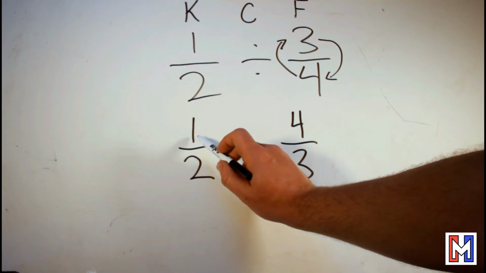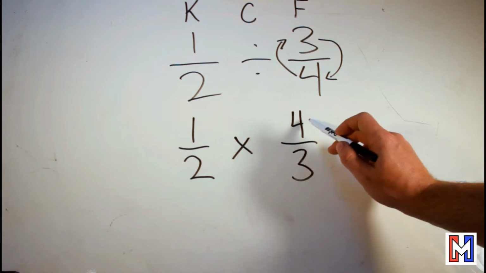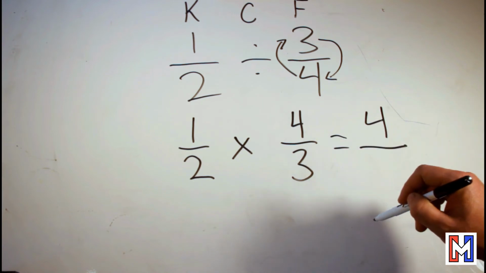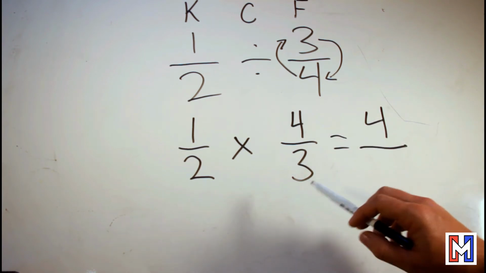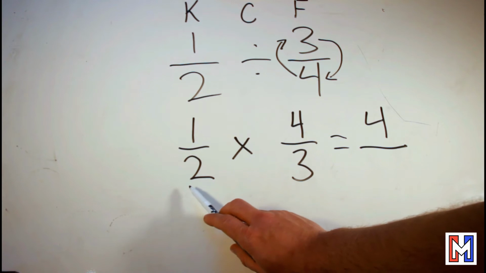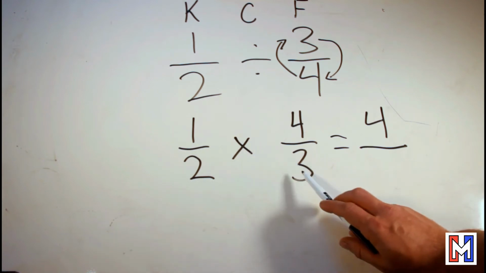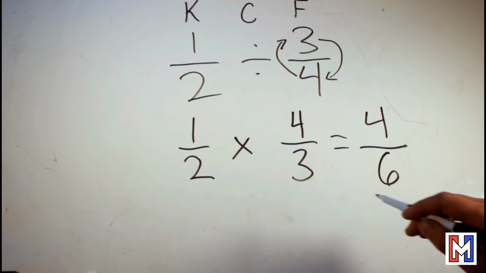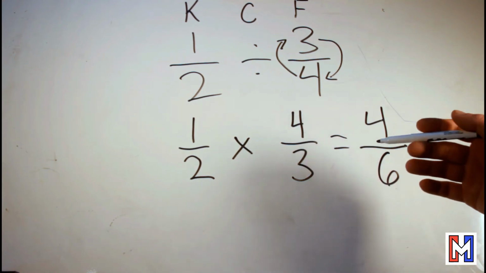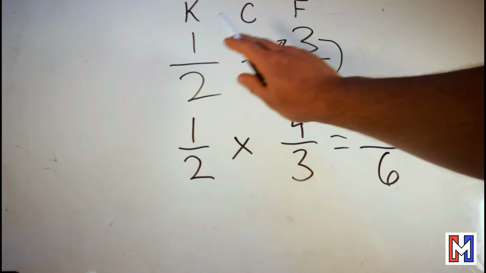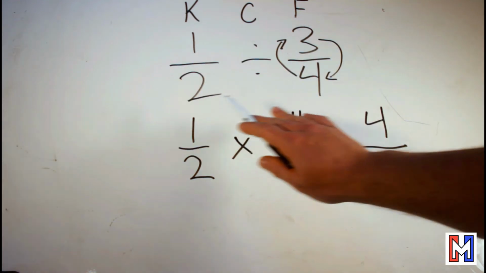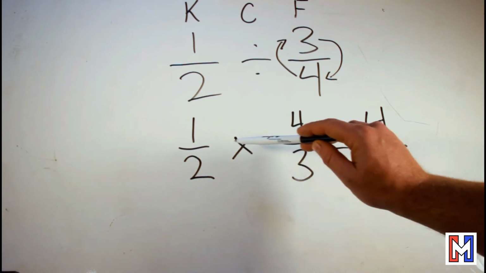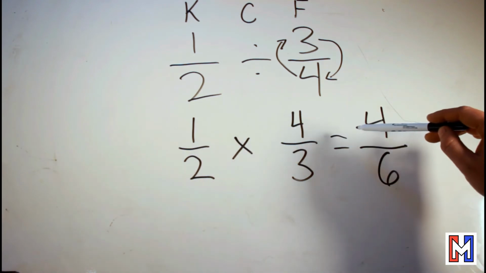We are just going to multiply 1 times 4 and we get 4. And that's our new numerator. And then we're going to multiply our denominators, 2 times 3, and that equals 6. Okay? And that's it. Really, as long as you remember keep, change, flip, you'll be able to divide fractions because it really changes the operation to multiplication, and then we multiply it out.